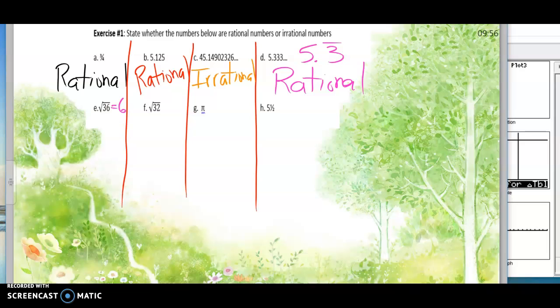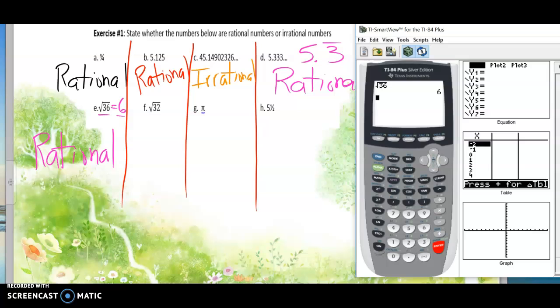And because of that, we evaluate this and this as the same thing. We've got a rational number here. Okay? An integer for that matter. Now, not all square roots are rational. Let's take a look at the square root of 32.